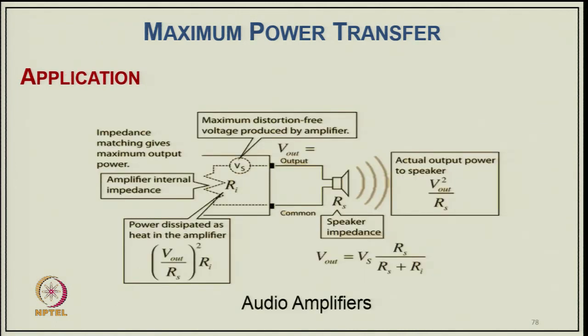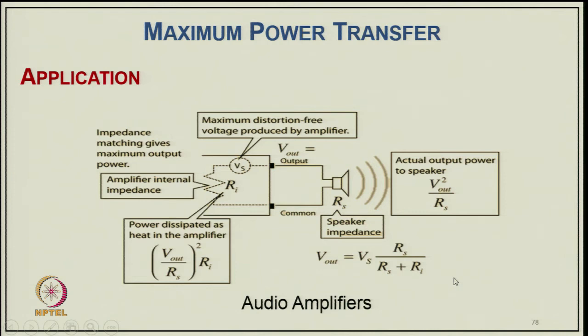And a further application is the audio amplifier, where we have an internal resistance, which you can call the Thevenin equivalent, with the voltage source, and here we have a speaker resistance that is RS. So, we want maximum power transfer from the source to this. So, we have to modify this internal resistance in such a manner that maximum power goes to the speaker, and that relation gives V out equal to V s into R s upon R s plus R I.